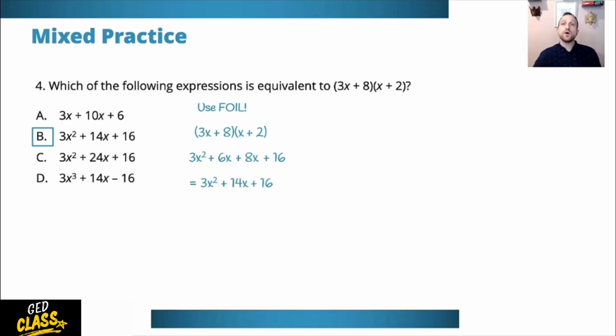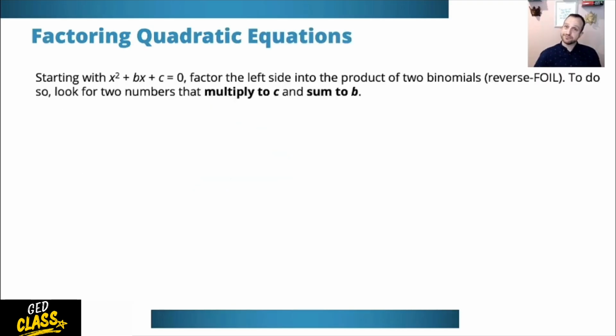Now this is going in one direction. Foiling is expanding the binomial, multiplying it out, distributing it out. We can actually go the opposite direction. That would be factoring. Occasionally you might be asked to factor an expression, which is just going all the way back to the original terms. Often this is done to find a root or a zero of a function, but they could just say factor this expression.